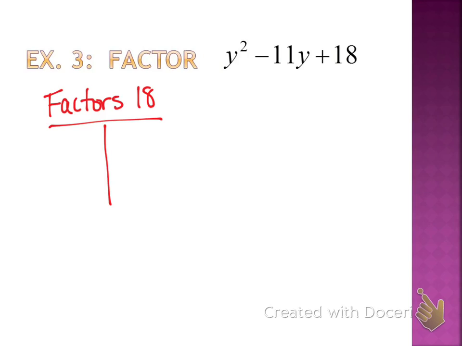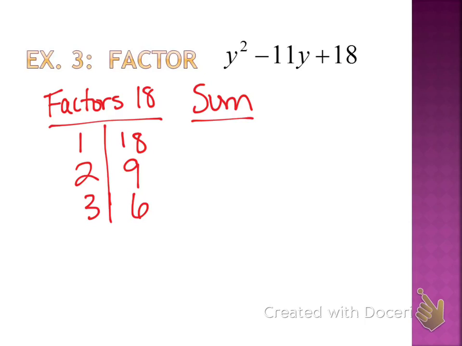Ryan, what's my first factor pair for 18? 1 and 18. Natalie, what's another factor pair for 18? 2 and 9. Jaquan, what's my other factor pair? 3 and 6. Any others? No. So then we look for their sums.